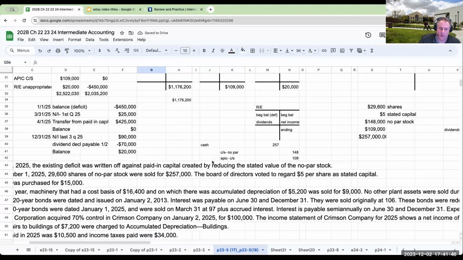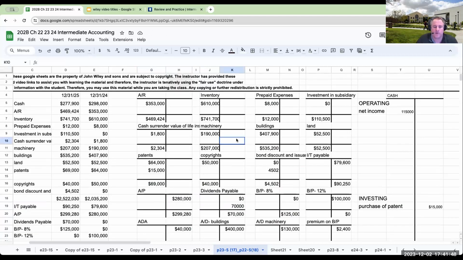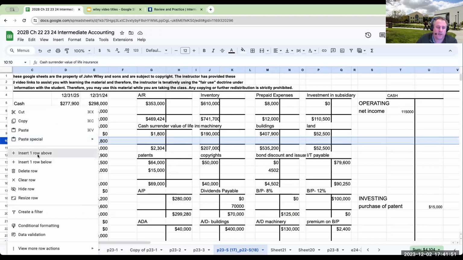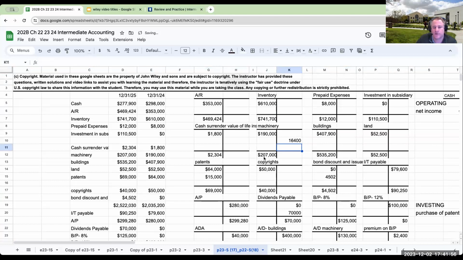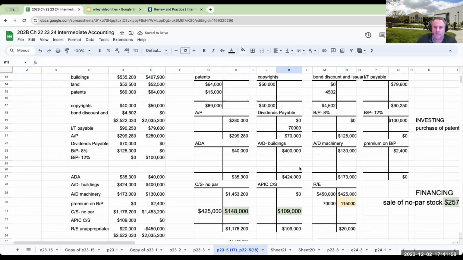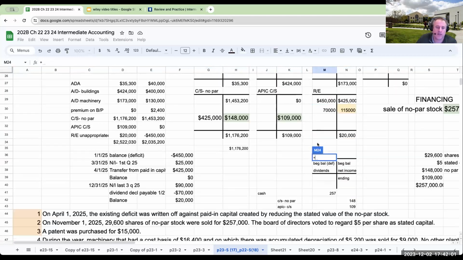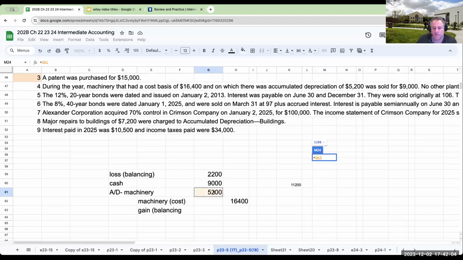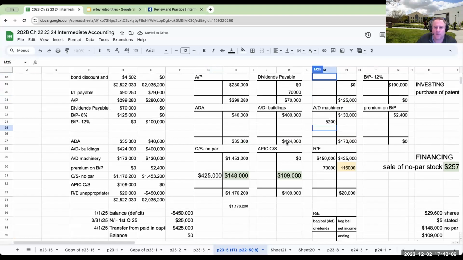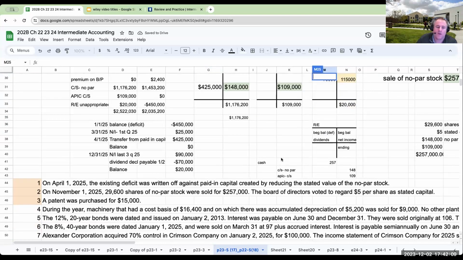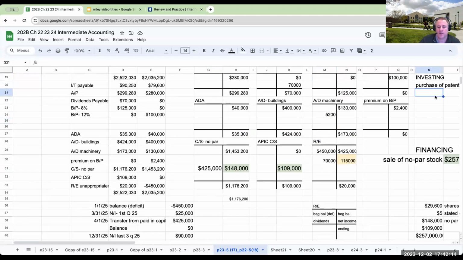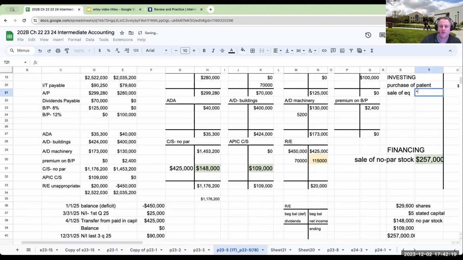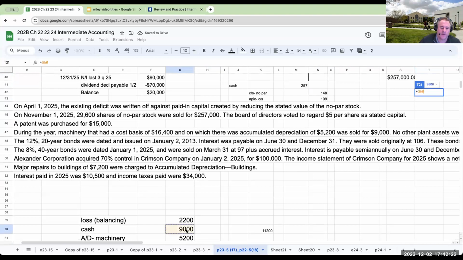Where do these items go? Well, with the machinery, I'm going to show a credit over here for 16.4. I also have accumulated depreciation on the machine. This is a contra asset account, so to get rid of it, I'm going to debit the accumulated depreciation on the machinery. The cash proceeds I receive are going to be over here in investing, sale of equipment. This is going to show as 9,000.